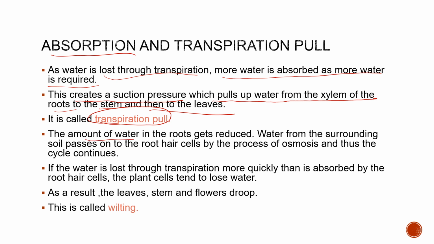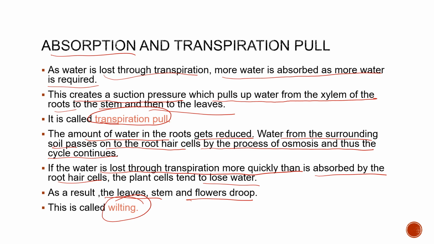So the amount of water in the roots gets reduced, and water from the surrounding soil passes on to the root hair cells by the process of osmosis, and thus the cycle continues. So this process of transpirational pull and absorption of water continues. If the water lost through transpiration is more quickly than absorbed by the root hair cells, then the plants will tend to lose water. So there is a deficiency of water in the plant cells, and as a result the leaves, stems, and flowers droop. This drooping of the leaves, flowers, and stems is called wilting.